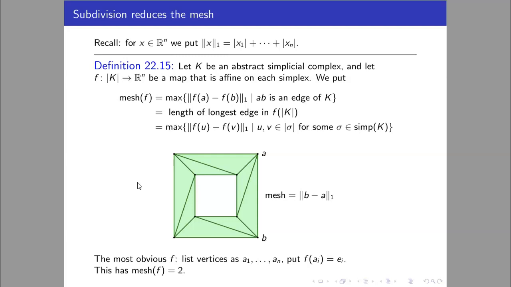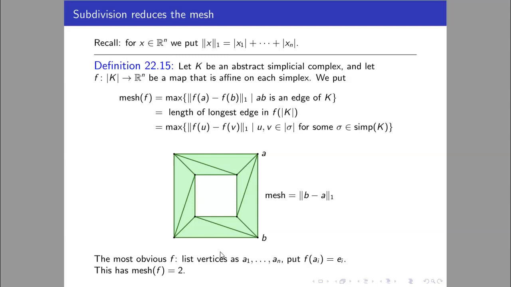But if we did do this very inefficient embedding where we just send each vertex ai to the basis vector ei, then the mesh of that is just going to be 2, right? Any edge, you've got from ai to aj, say, then f of ai is one basis vector ei, f of aj is a different basis vector ej, and so you're looking at ei minus ej.